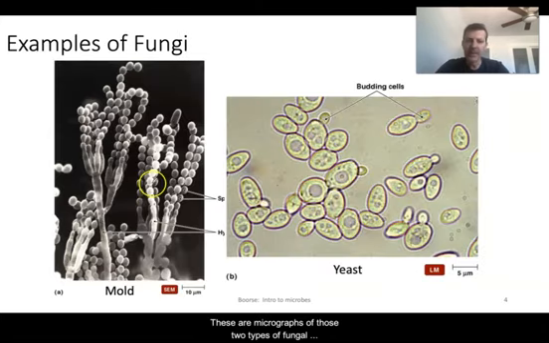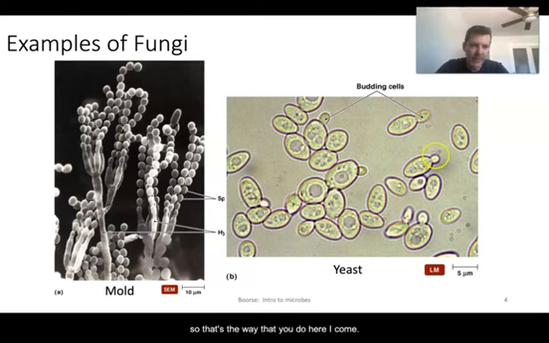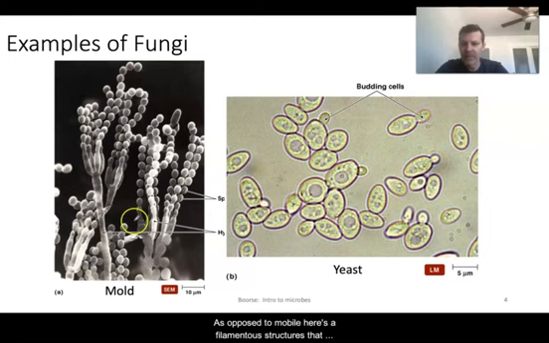These are micrographs of those two types of fungal organisms. On the right, this would be a single cell, and inside of it you can see internal structures that help define its eukaryotic nature. There's probably a nucleus in there and probably a vacuole and things like that. But what you can also see in that one cell is a bud coming off of it. And here's another bud coming off. That's how most yeast reproduce. So, unicellular budding cells, as opposed to mold.